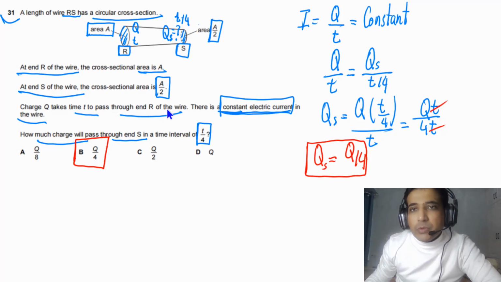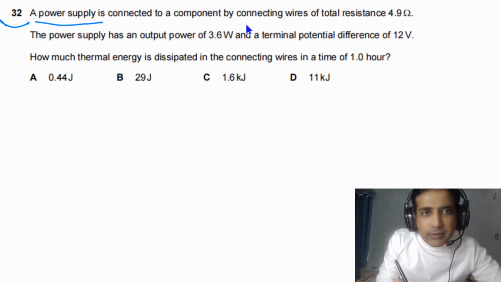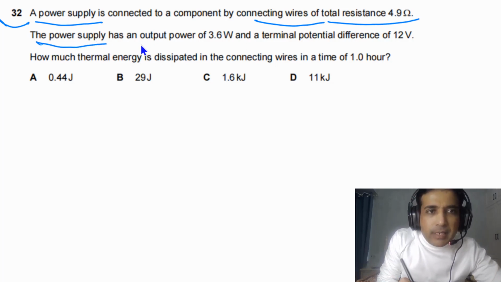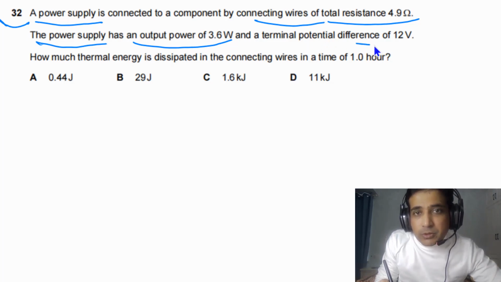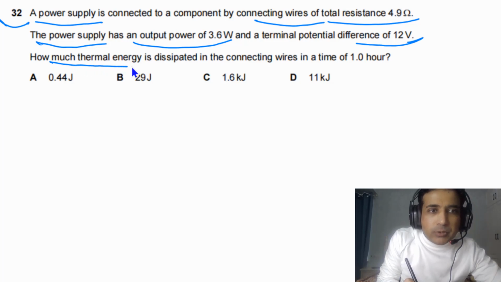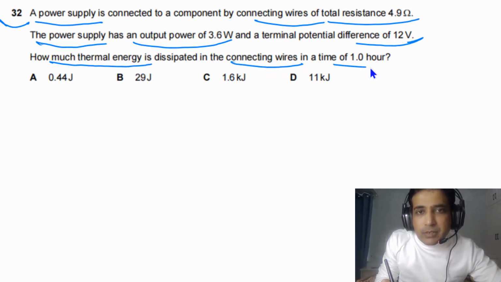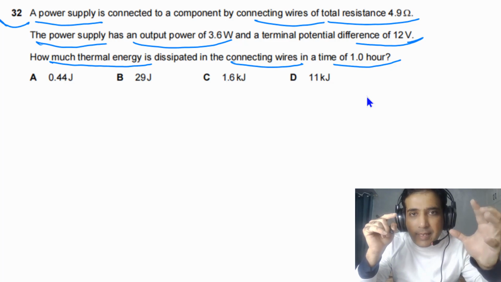Let's move on to the next one. For our question number 32, it is given to us a power supply is connected to a component by connecting wires of total resistance 4.9 ohms. The power supply has an output power of 36 watts and the terminal potential difference of the power supply is 12 volts. We need to calculate how much thermal energy is dissipated in the connecting wires in a time of 1.0 hours. So we need to calculate energy dissipated in connecting wires.